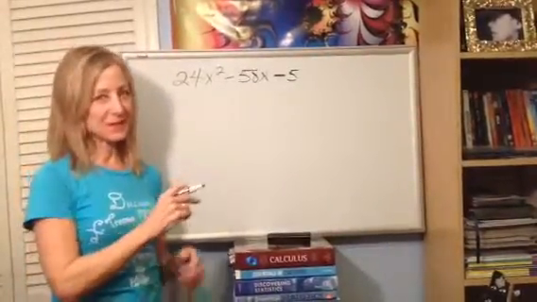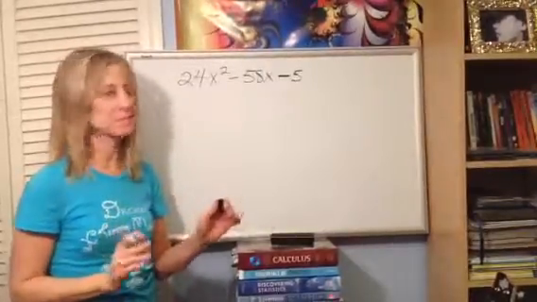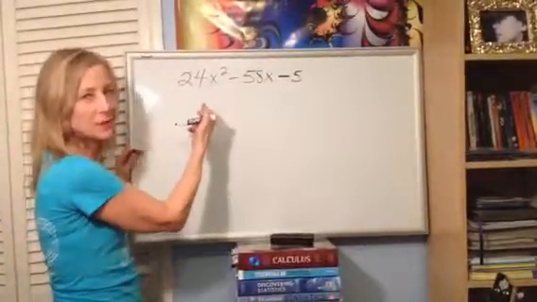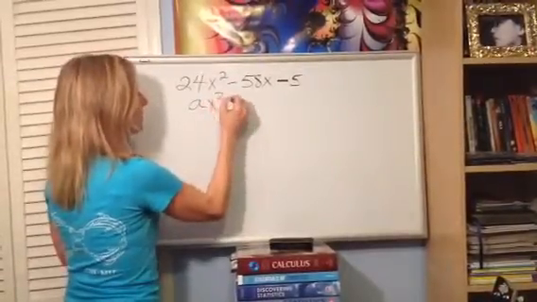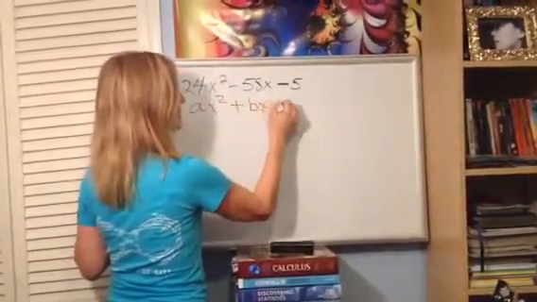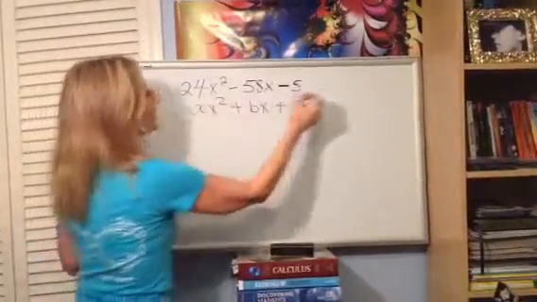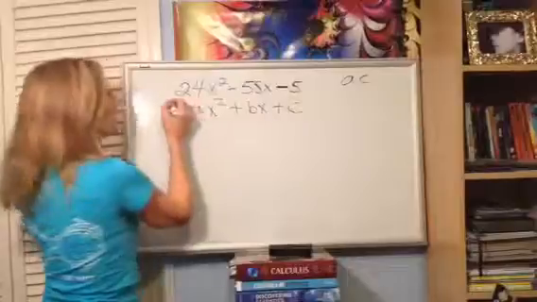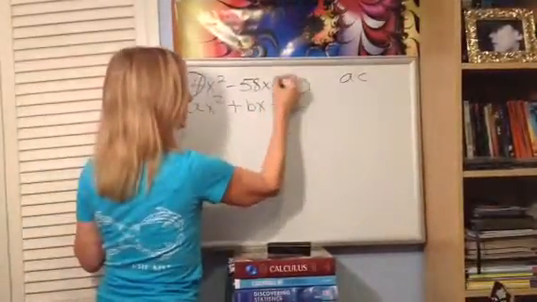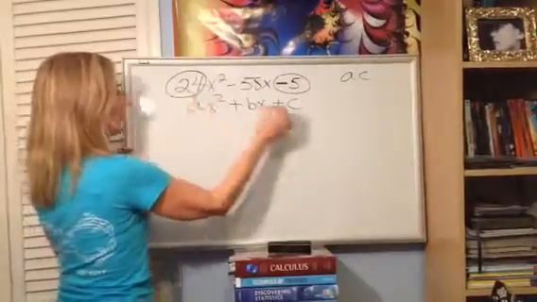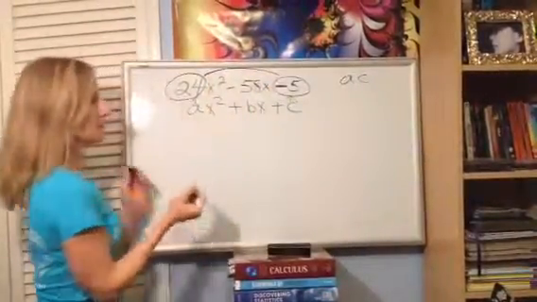I'm going to demonstrate how to factor a trinomial such as this using what we call the AC method. This trinomial is in the form ax squared plus bx plus c. So AC means we're going to take the leading coefficient here and multiply it by the constant. This is the A and this is the C. So we're going to multiply these together.